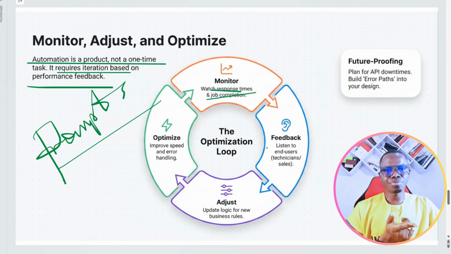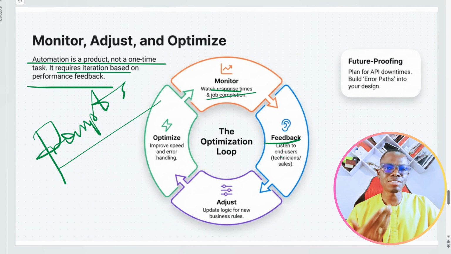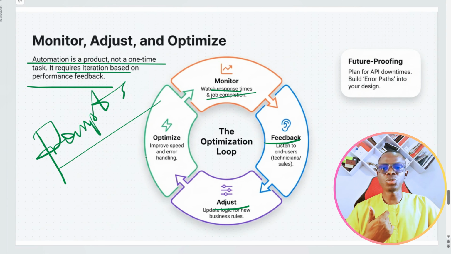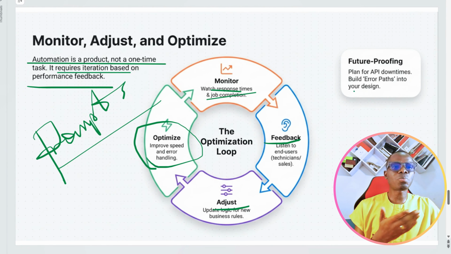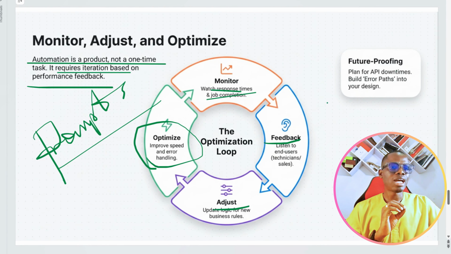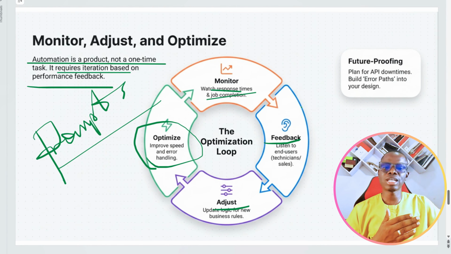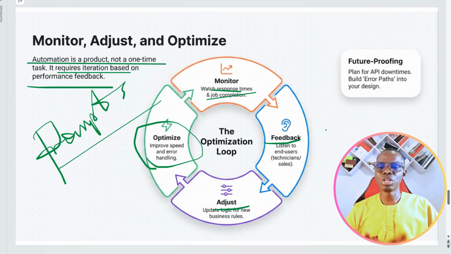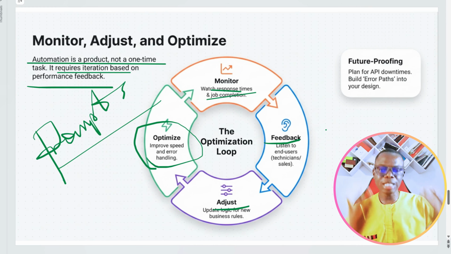You get feedback, you listen to the people you've built for after they've tested it, you adjust, you update the logic, you improve the speed and the error handling, and you also plan for API downtimes and build error paths into your design. So these are the right steps that can help you build something that is solid.